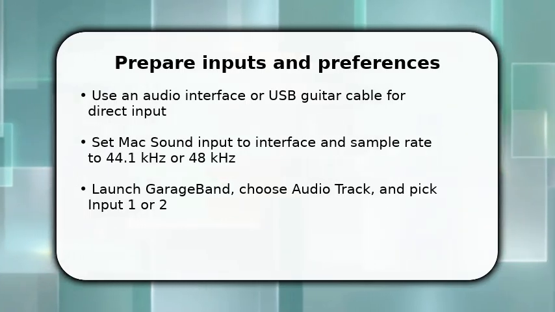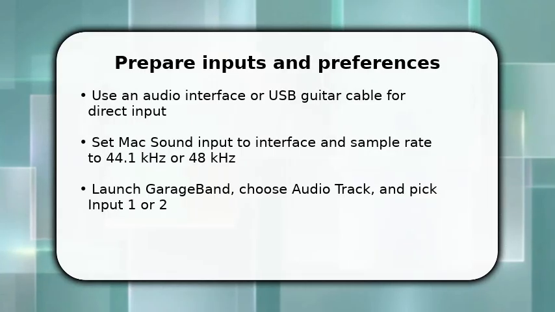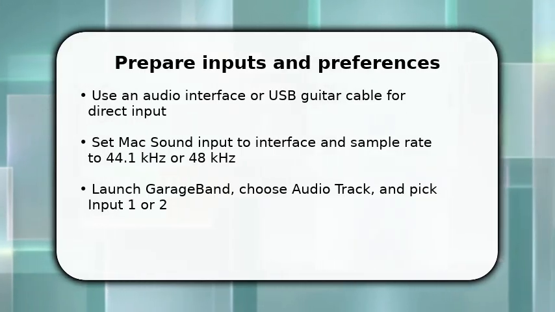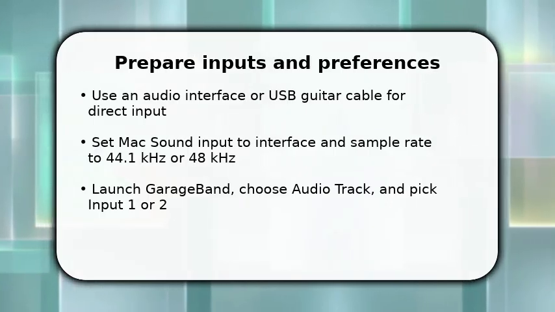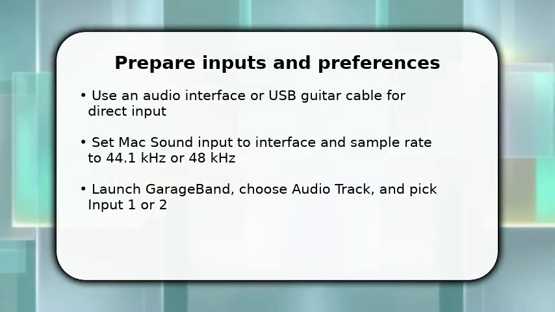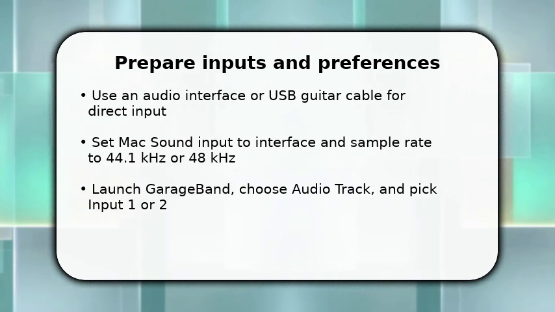Now launch Garageband and create a new audio track. Choose the mono or stereo input that matches your interface. This establishes low latency and correct routing, so your recorded tone is accurate and ready for tracking.